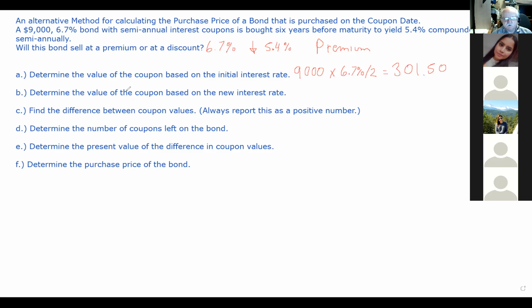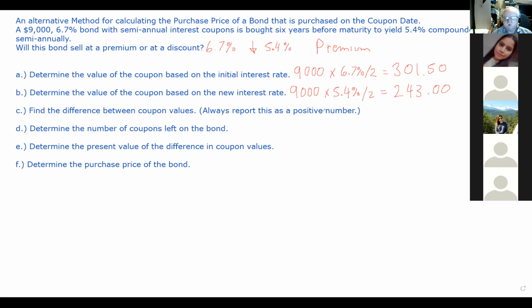But now they want to determine the value of the coupon based on the new interest rate. So 9,000 times 5.4% divided by 2. So 5.4% divided by 2 times 9,000 is $243, and find the difference between the coupon values.